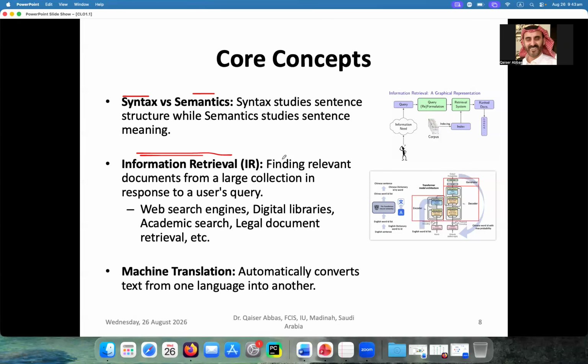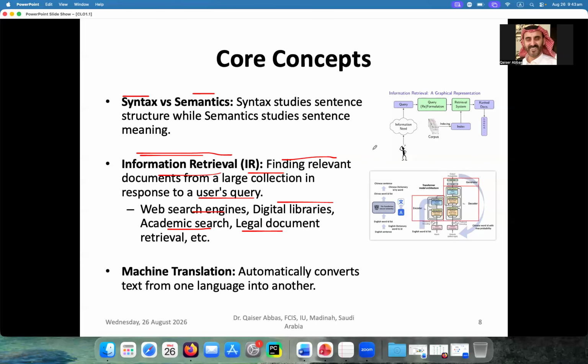So now the definition is here: finding relevant documents from a large collection in response to a user query. Examples: search engines, digital libraries, books library made digital, academic search where people are searching articles, legal document retrieval, etc. And then machine translation. I will go to this diagram later on.